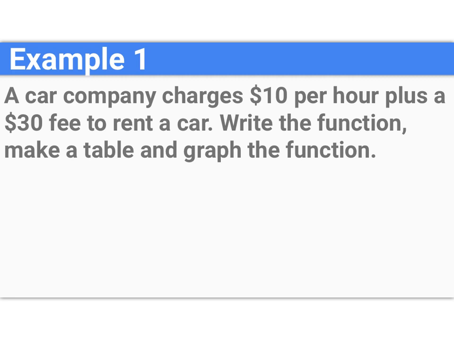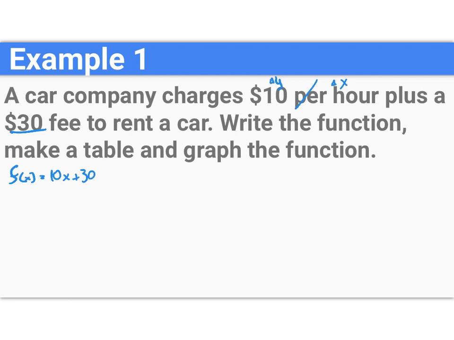A car company charges $10 per hour. So look, whenever you see per, each, or every, you're dealing with a rate. So this is your y, this is your x, or you're changing y and you're changing x. Okay, so plus a fee. This is a starting point. So write the function. So f of x equals 10. Your rate multiplies to your variable plus 30.